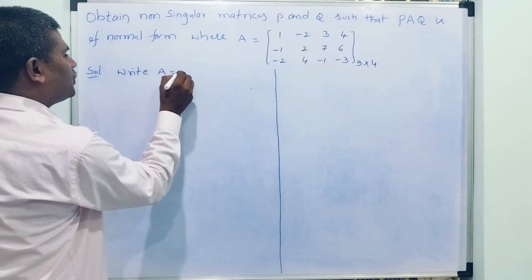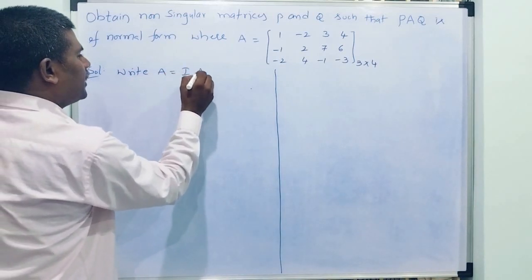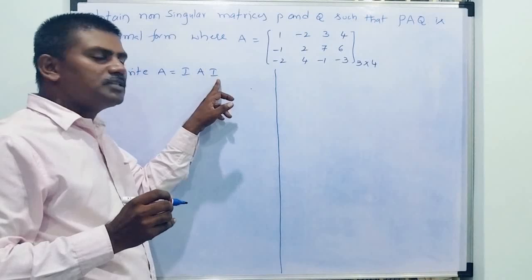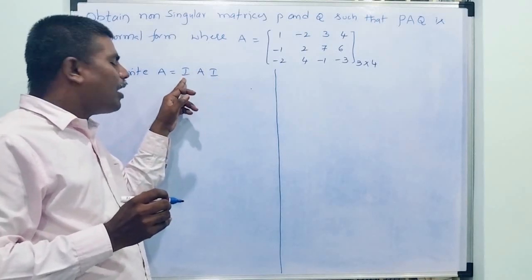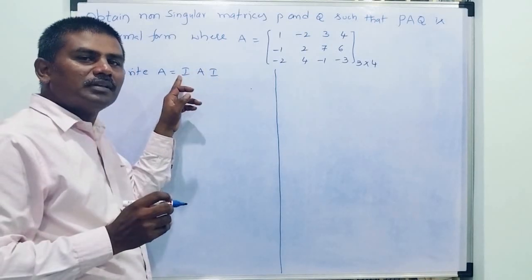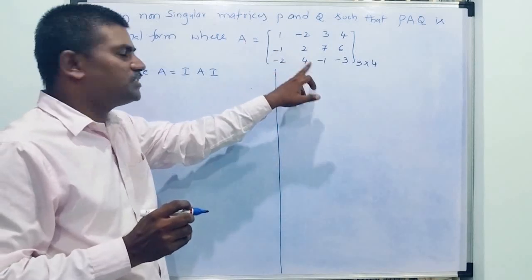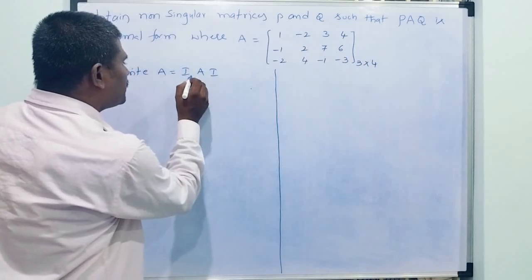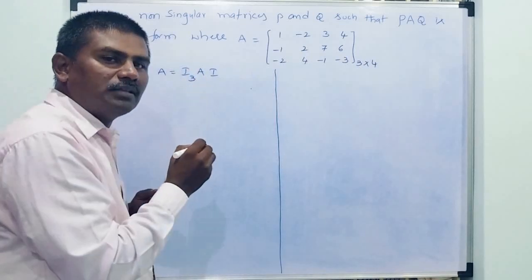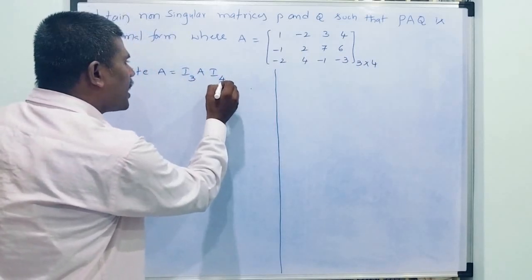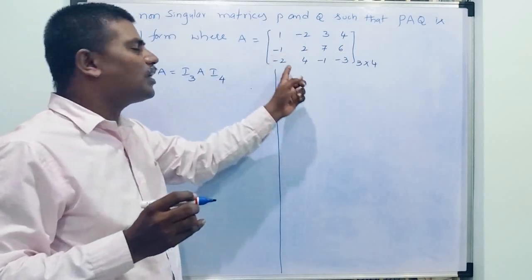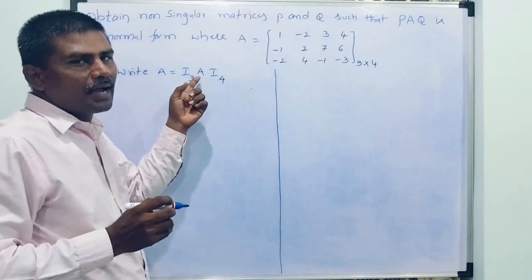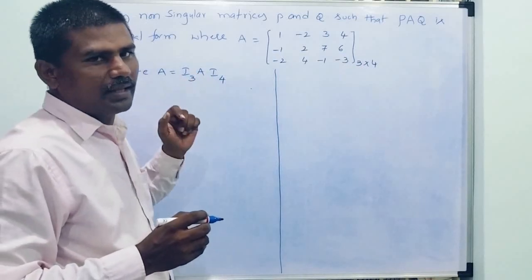A is equal to IAI, but this is called the prefactor and this is called the postfactor. You have to take this identity matrix to the number of rows of the matrix A. How many rows are there? 3. So you take this as I3 and this one as I4, because the number of columns in A is 4. So you have to take the identity matrix of order 4 here.